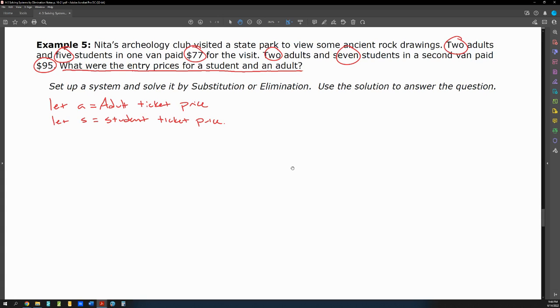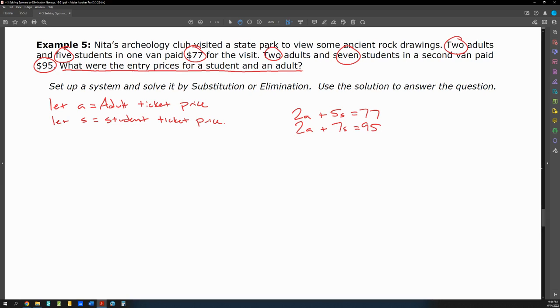Okay. So we know that in the first van, we had 2 adults and 5 students, all paid $77. So if we add up the total spent for that first van, we would get $77. In the second van, we have 2 adults and 7 students, paid a total of $95.